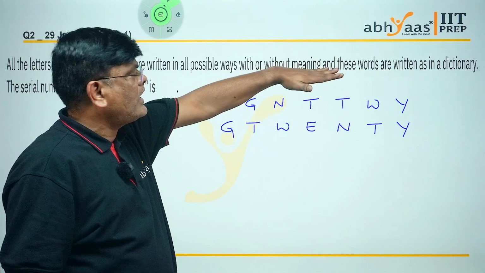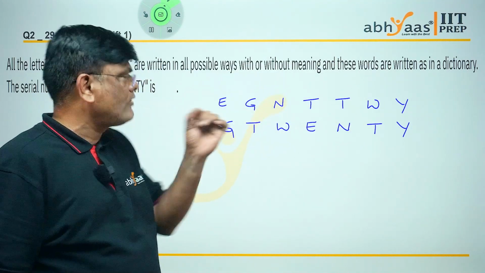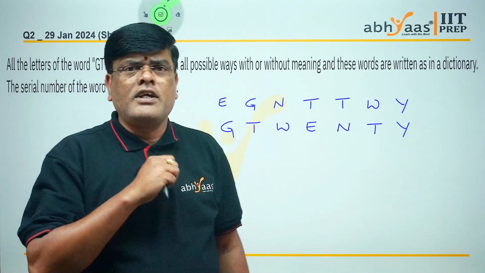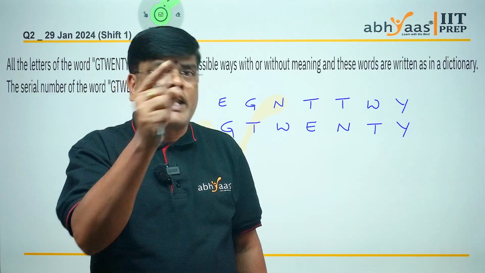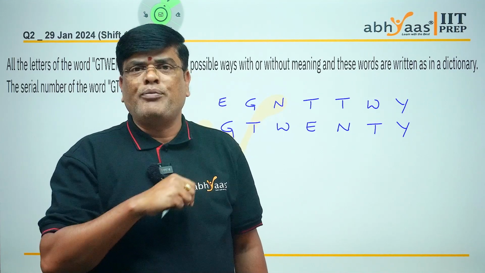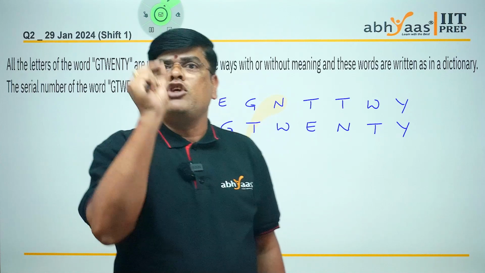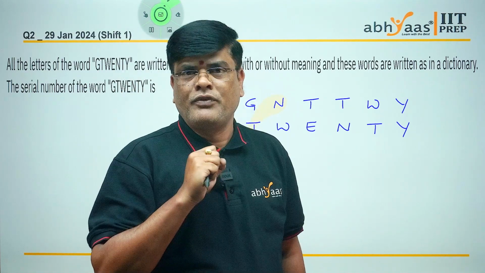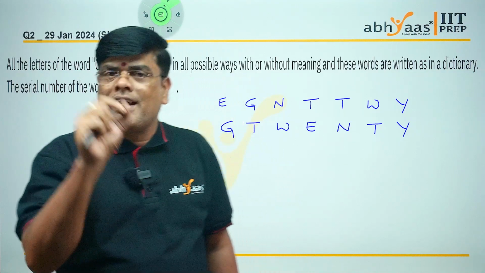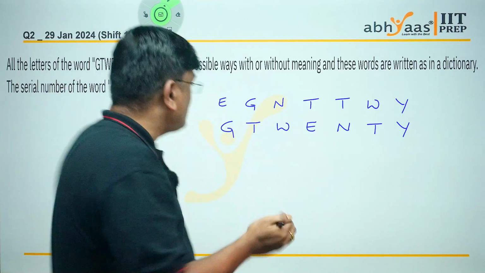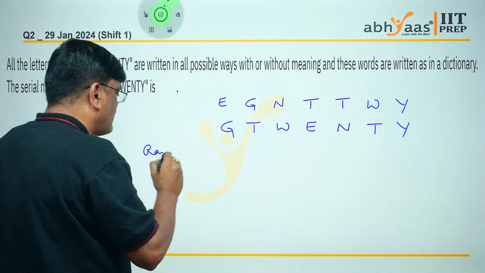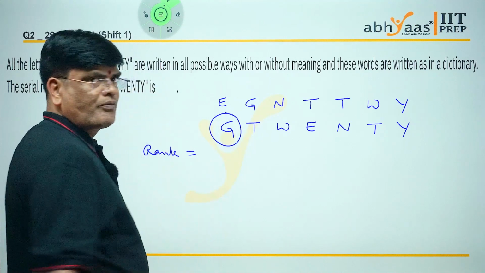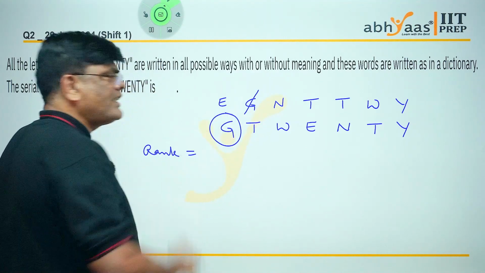Above the word, I am taking alphabetical order. Students, all of you listen carefully. Here I am taking two operations. In the word, I will use a circle, and in alphabetical order, I will use cancellation. I am repeating once again: in the word, circle, and in alphabetical order, I will cancel that letter. So first, rank equals, in the word first I am circling the letter G. In alphabetical order, cancel G.